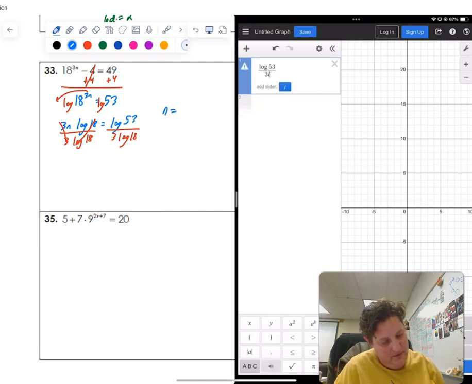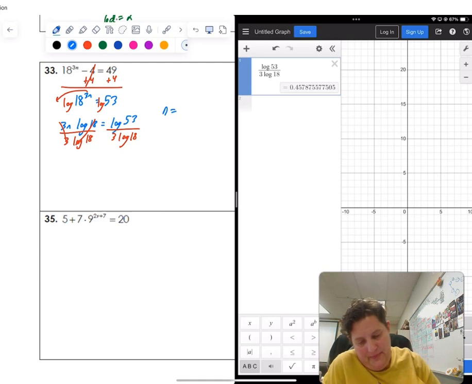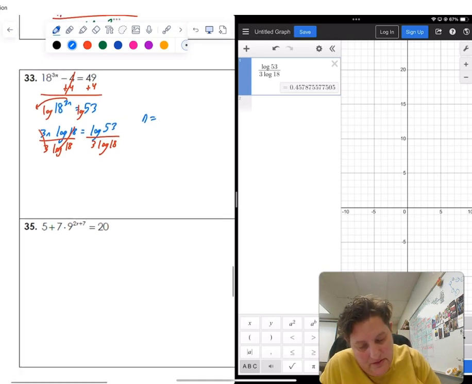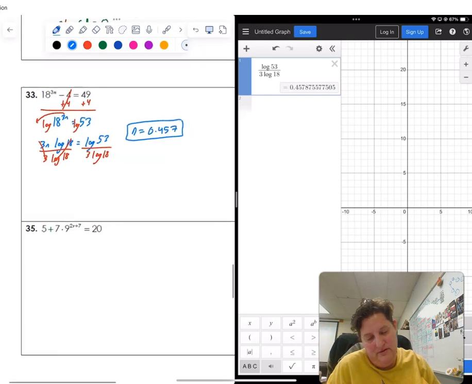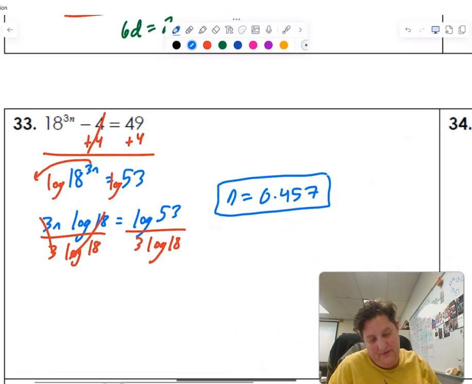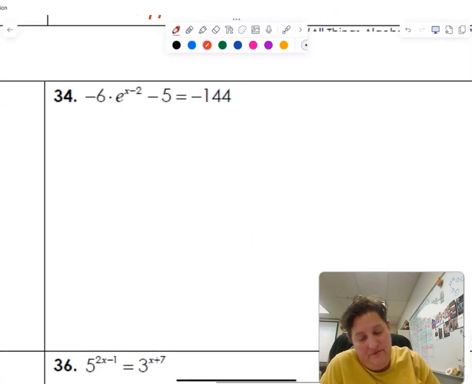Oh, that didn't work. Log, there we go, 18. Okay, and I get 0.457 or 0.458 if you round. Okay, 34. Let's add 5 to both sides.